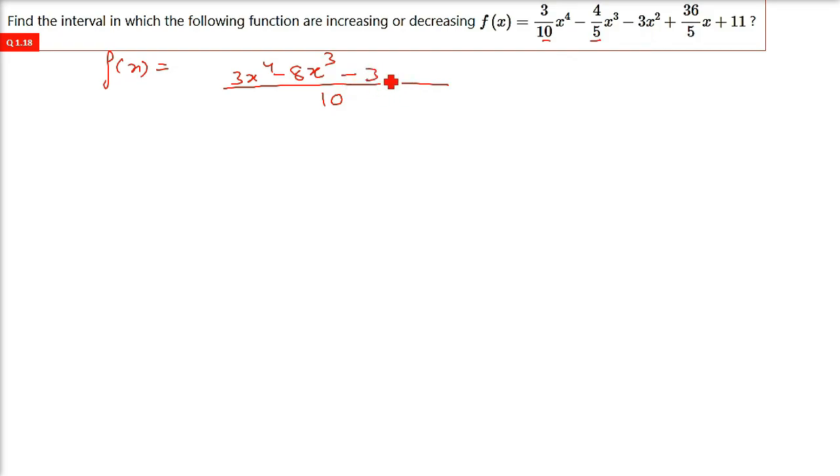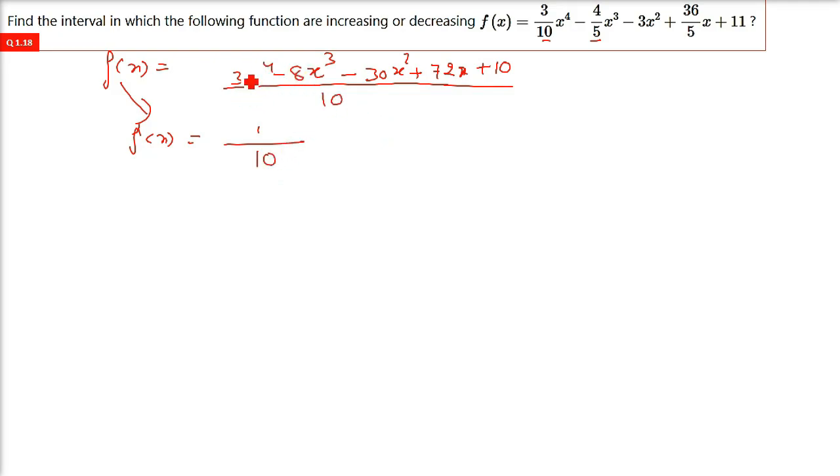When there is nothing in the denominator, you just multiply 3x square with 10. Then 2 into 36x will be 72x. And again you have 11, and there is nothing in the denominator of 11, so you multiply 11 directly with the 10. So it will be 110. I have written 10, but it will be 110. There is a slight mistake, you can just correct it.